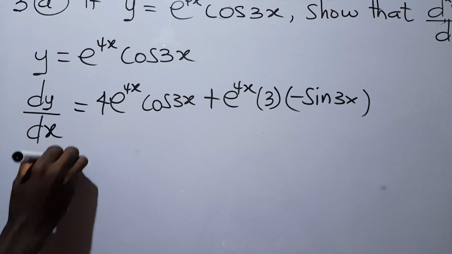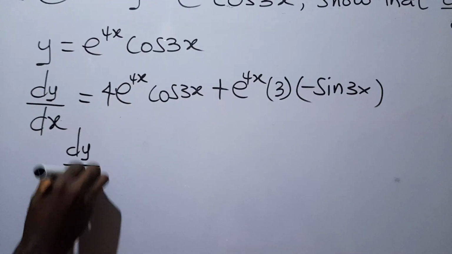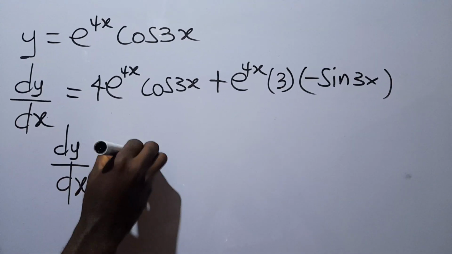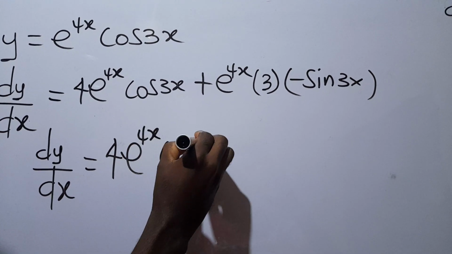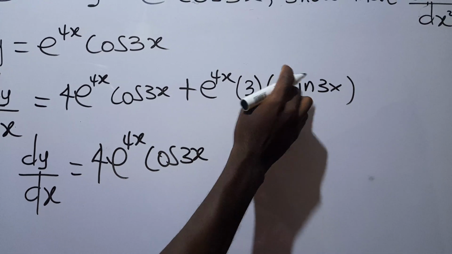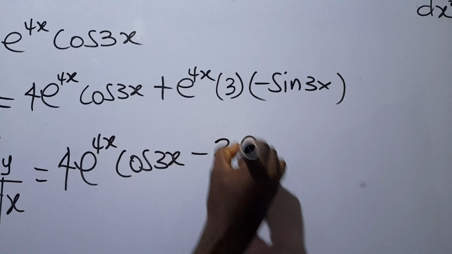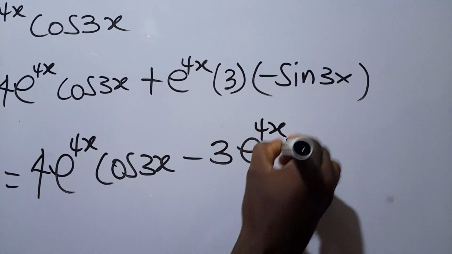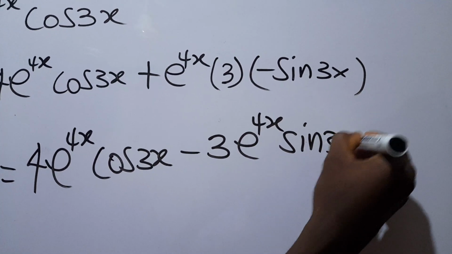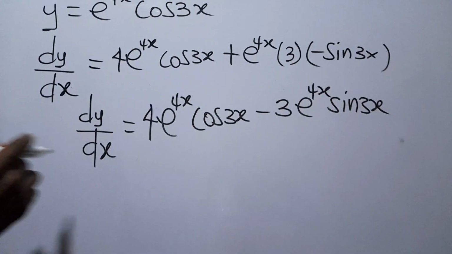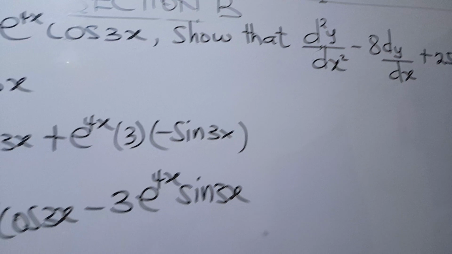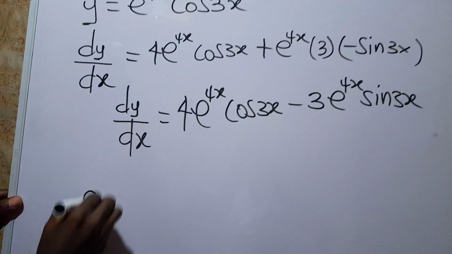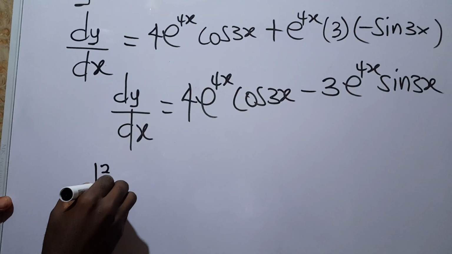So when we polish this, our dy over dx will be equal to 4 e exponent 4x cos 3x. Then this will be minus 3 e exponent 4x sin 3x. Now, because our proof contains a second derivative, we need to find the second derivative of this function. So the second derivative, which is d square y over dx square.